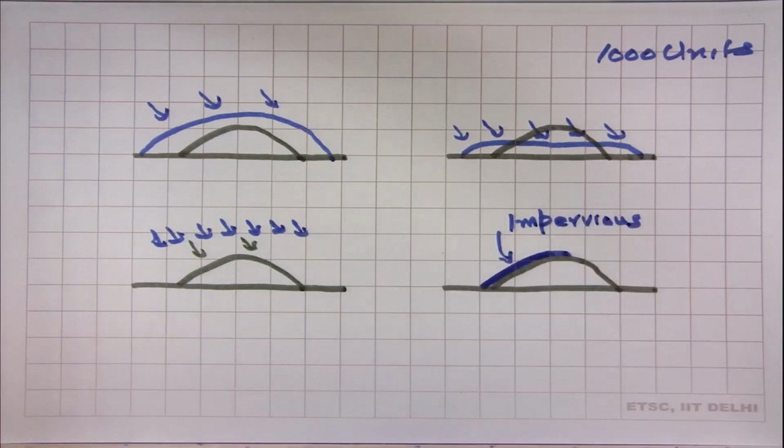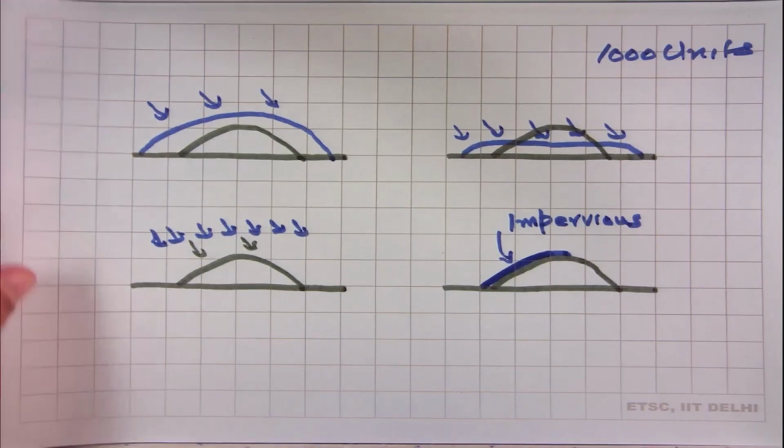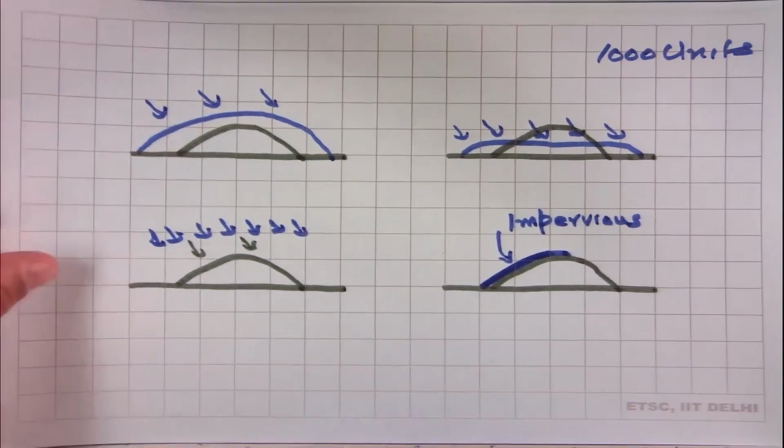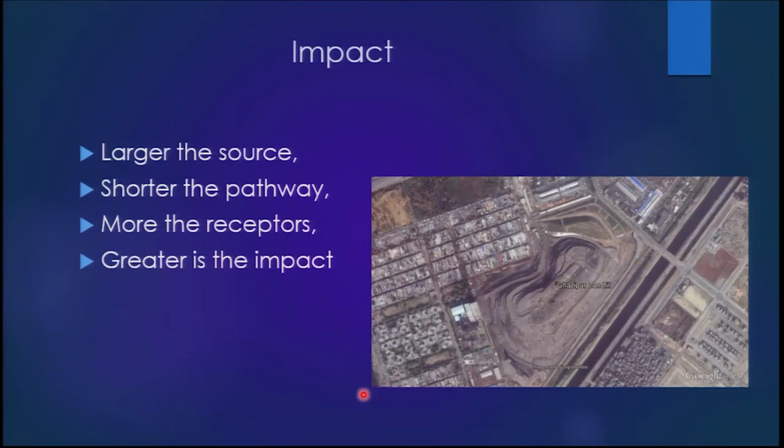So obviously, a waste dump which has been partly covered with soil will have lesser impact than a waste dump which is not covered at all. So this is the way in which the size of the source impacts the environment. What about the pathway?